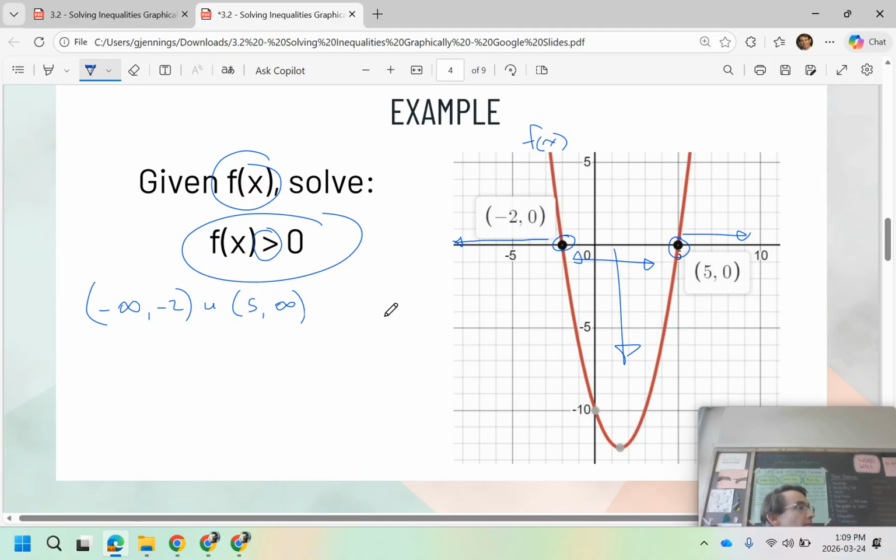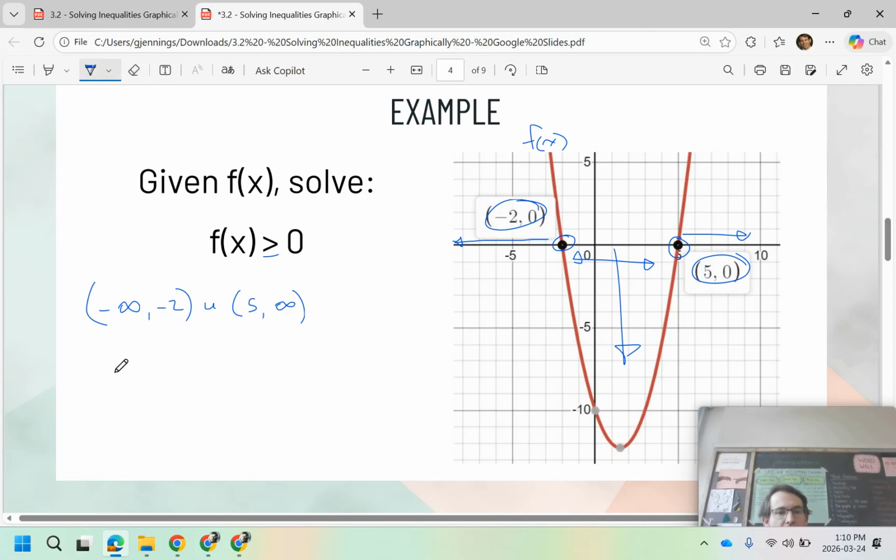Would it have square brackets by the -2 5? No, because we want greater than 0, not greater than or equal to. So it's like excluding those values where the function is exactly 0, and the function's exactly 0 here and here. So we would use round brackets in both cases. Okay, so that would be that notation.